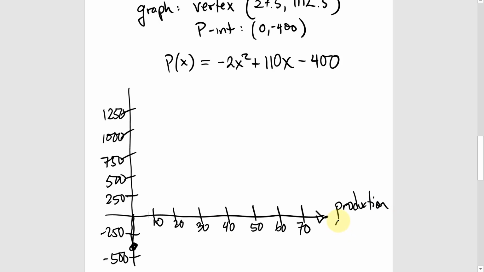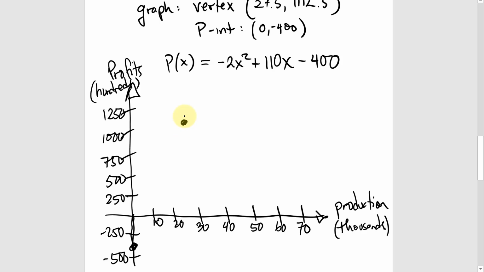This is production in thousands, and this is profit in hundreds. And we have a vertex at 27.5, 1012.5. So somewhere around here.